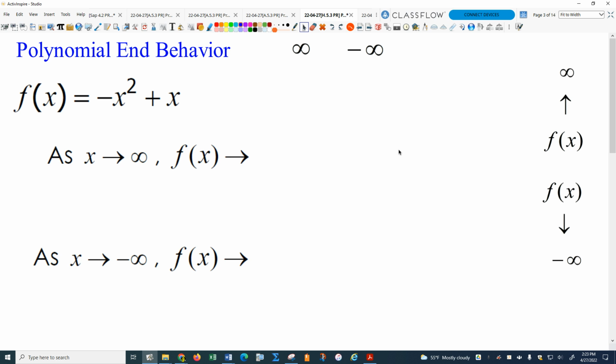Okay, end behavior. How about this one? Now we're going to use more of calculus notation here. So let's think what this means. Let's interpret this statement. So we've got this function f of x up here. F of x equals negative x squared plus x. So how would we characterize that then? How are we going to know the end behavior? Describe that function so we can predict end behavior. Make sense? Negative leading coefficient, even degree, okay?